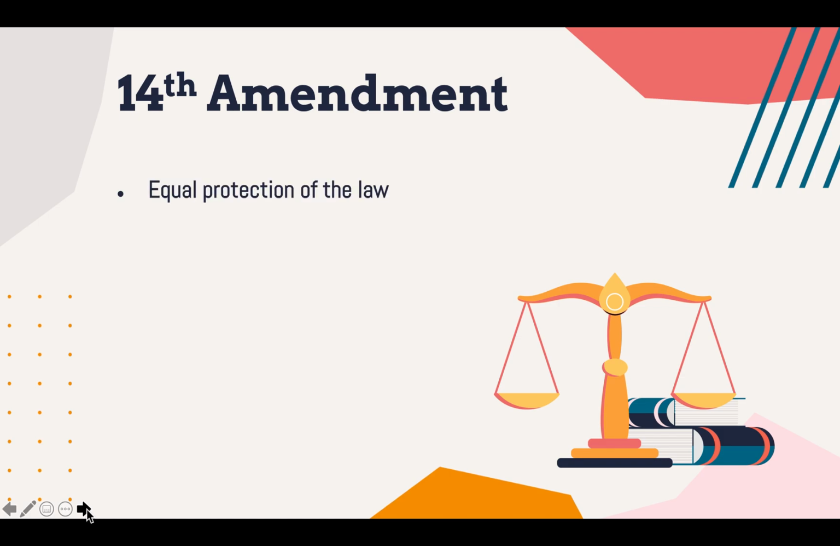Here's what it says. The 14th Amendment promises equal protection of the law. That means the law is going to be exactly the same for everybody. No matter what your race or religion or sexual orientation, you're going to be protected by the law in the same way. It's going to apply to you the same way that it applies to everybody else, which is kind of the heart of what civil rights means.